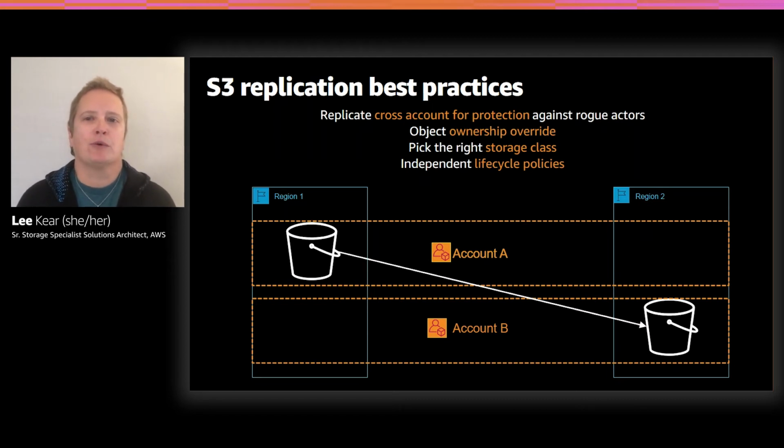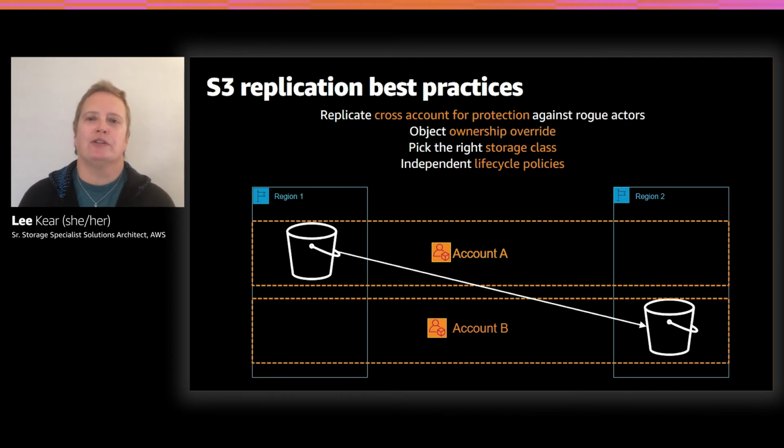Say a rogue actor were to get the credentials of your account A. They might try to delete all those objects in your bucket, but they would have no permissions to delete any objects in account B's bucket.